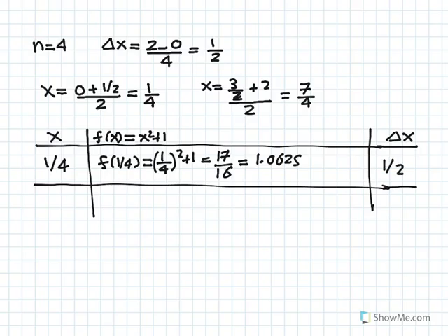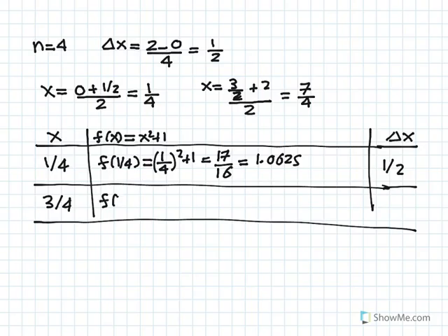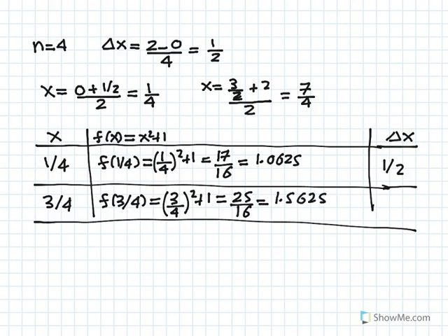And for the next x value, 3/4, let's plug in 3/4 into the function. F of 3/4, that's equal to 3/4 all squared plus 1, and that works out to 25/16. Change that to a decimal, and we get 1.5625. Delta x is again 1/2.